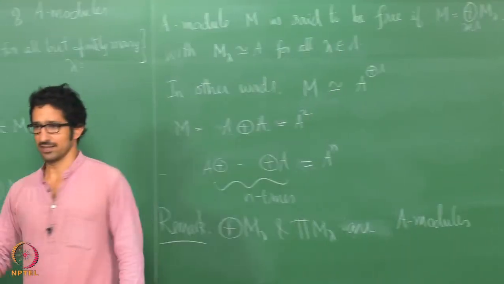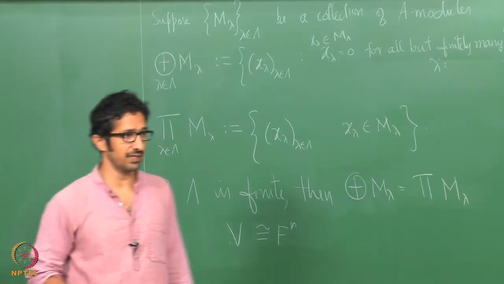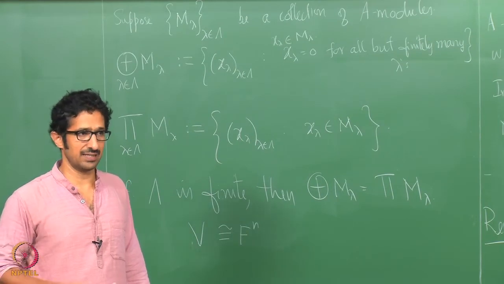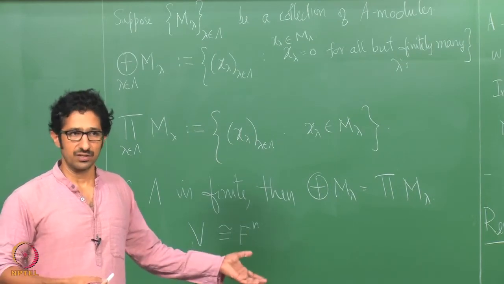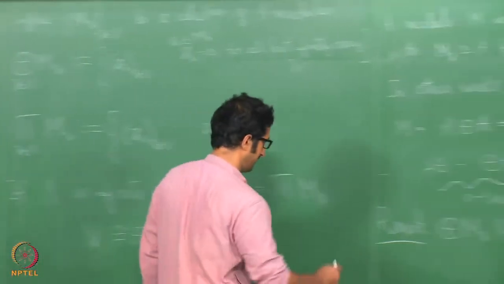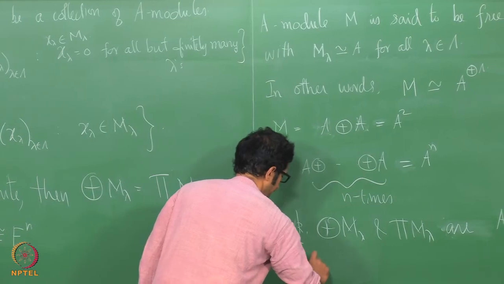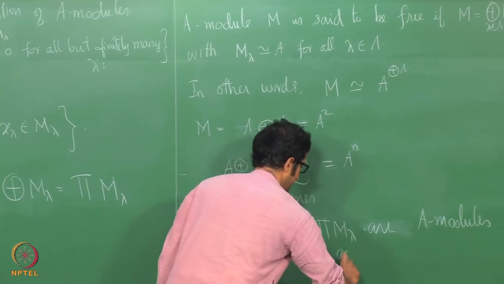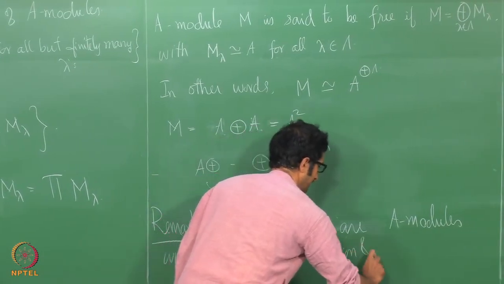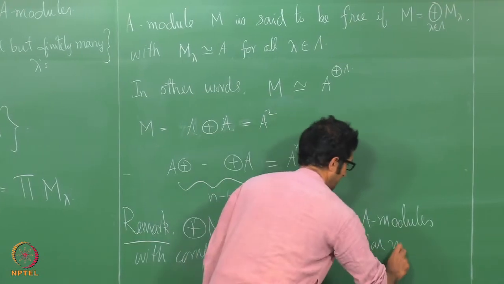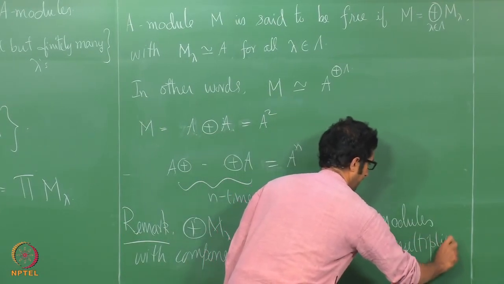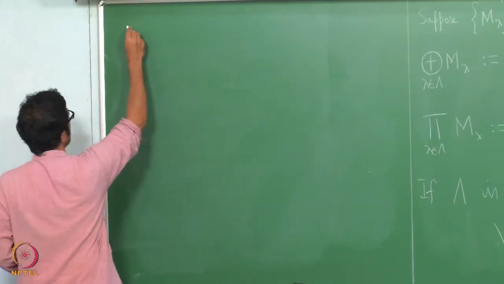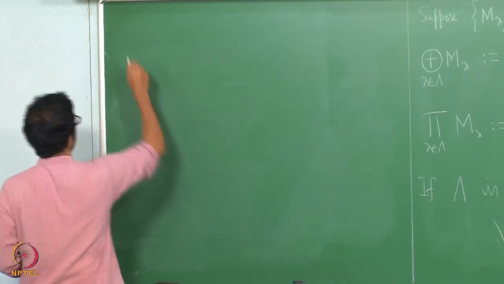So when you say they are A modules, you need to specify what the operations should be, the addition and the scalar multiplication. Component wise, right? With component wise addition and scalar multiplication. Suppose you have... so let's look at one or two examples.